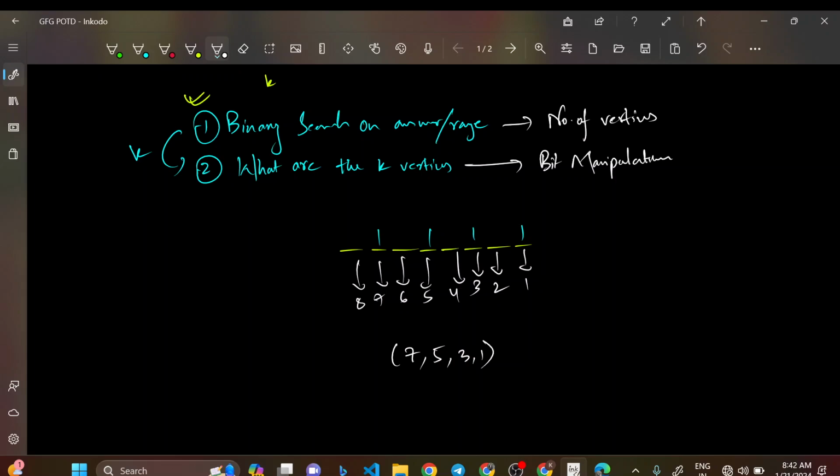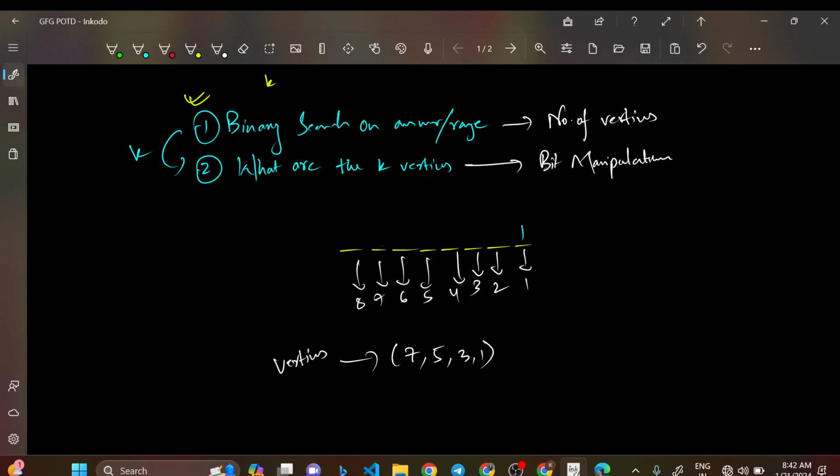If I'm putting 1 at the seventh position, fifth position, third position and first position, that means I'm considering the following vertices in my vertex cover. So this is what I'm considering.